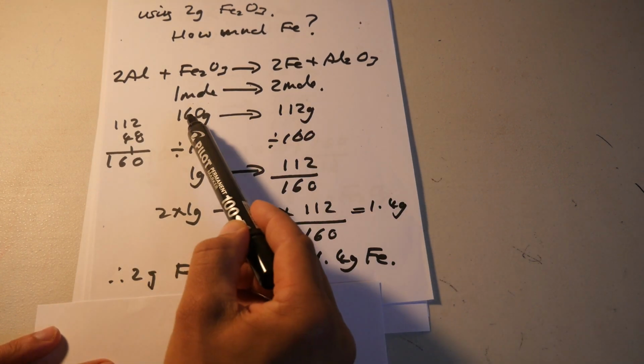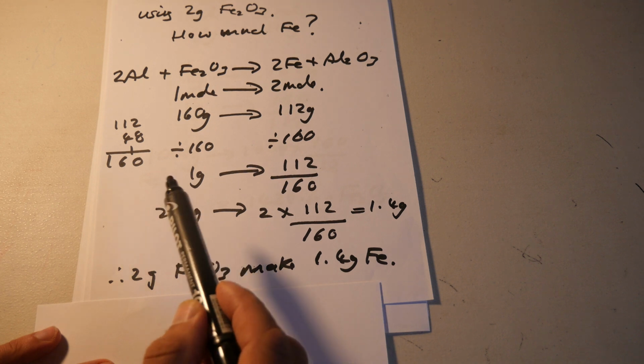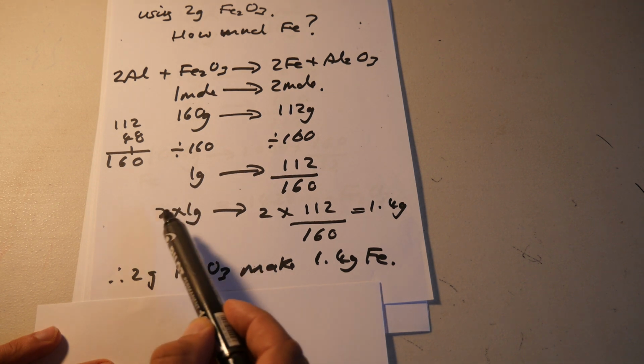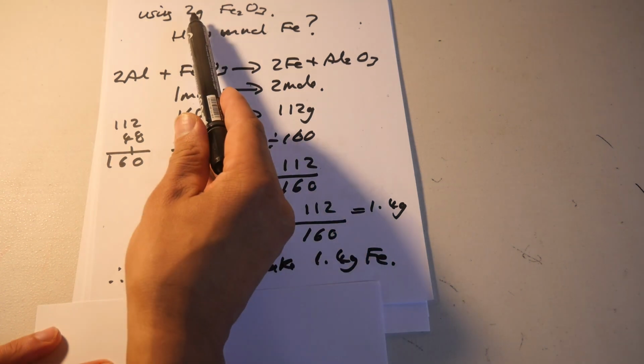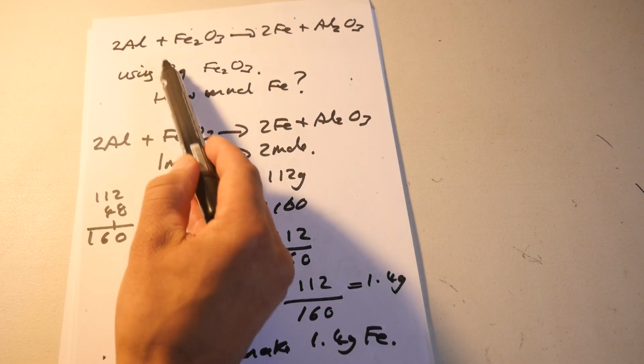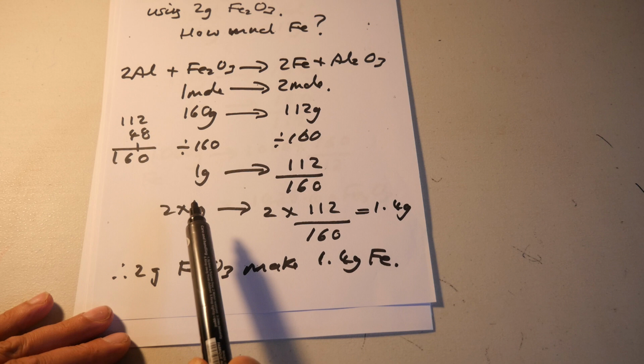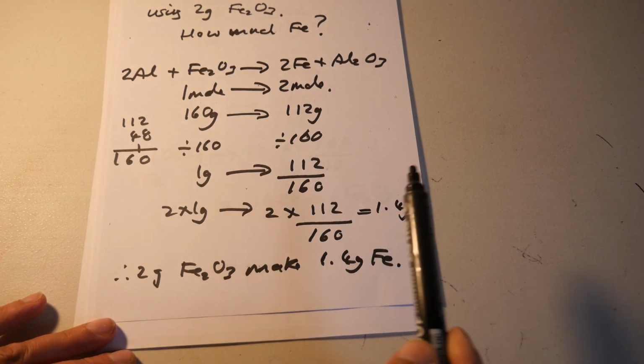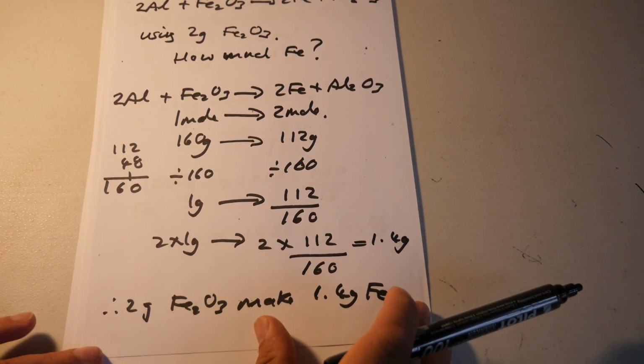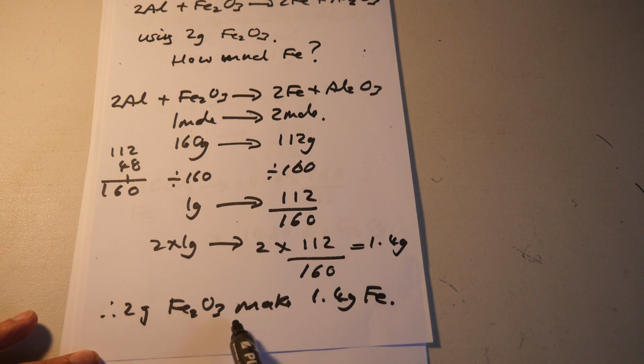That's 112 divided by that. So therefore 2 grams of this, that's 2 times this, because that's what we want, okay? So 2 times 1 gram equals 2 times all this, which equals 1.4 grams, okay? So therefore 2 grams of iron oxide will make 1.4 grams of iron.